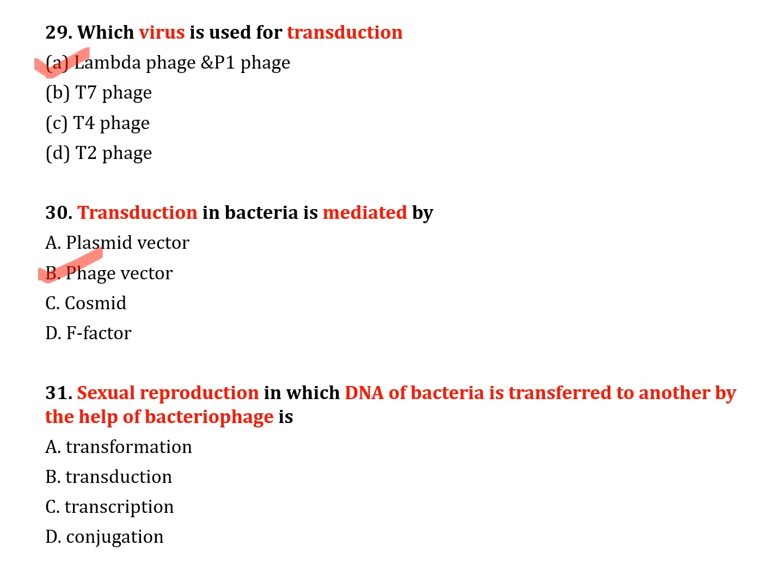Sexual reproduction in which DNA of bacteria is transferred to another by the help of bacteriophage is called option A, transformation, option B, transduction, option C, transcription, option D, conjugation. Correct answer is option B, transduction. The next question, number 32.